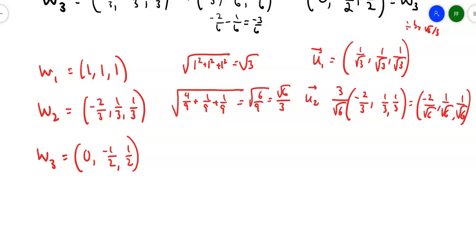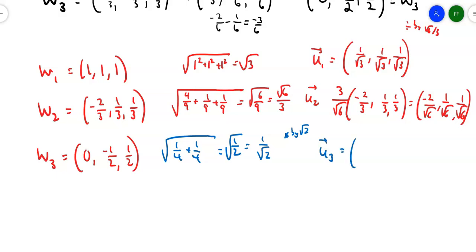All right, U3. Here I'm going to end up with the square root of 1 over 4 plus 1 over 4, which is the square root of 1/2, 1 over root 2. So instead of dividing by this, let's multiply by the square root of 2. So U3 is going to be 0, negative square root of 2 over 2, square root of 2 over 2. So again, rather than divide by 1 over the square root of 2, I'm going to multiply by the reciprocal, which is square root of 2.